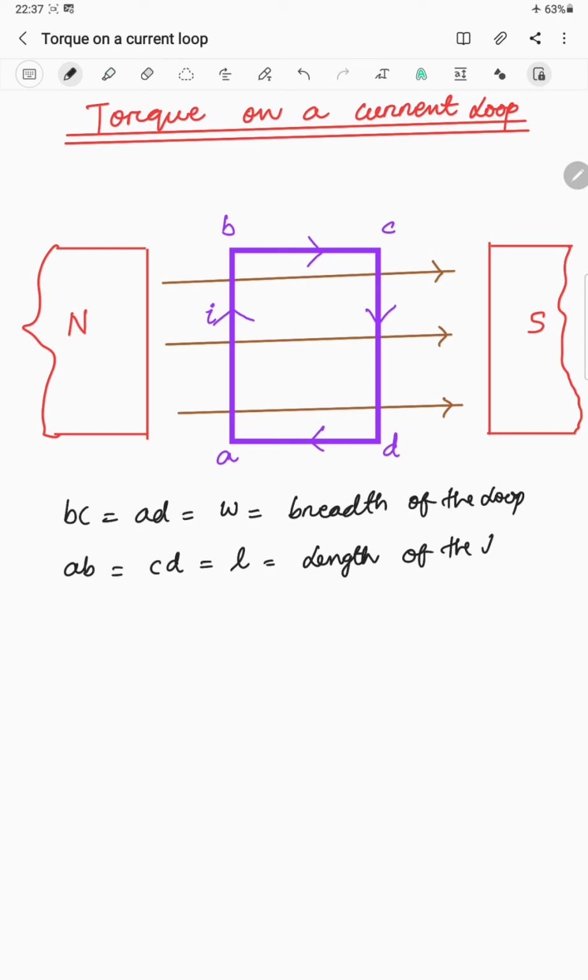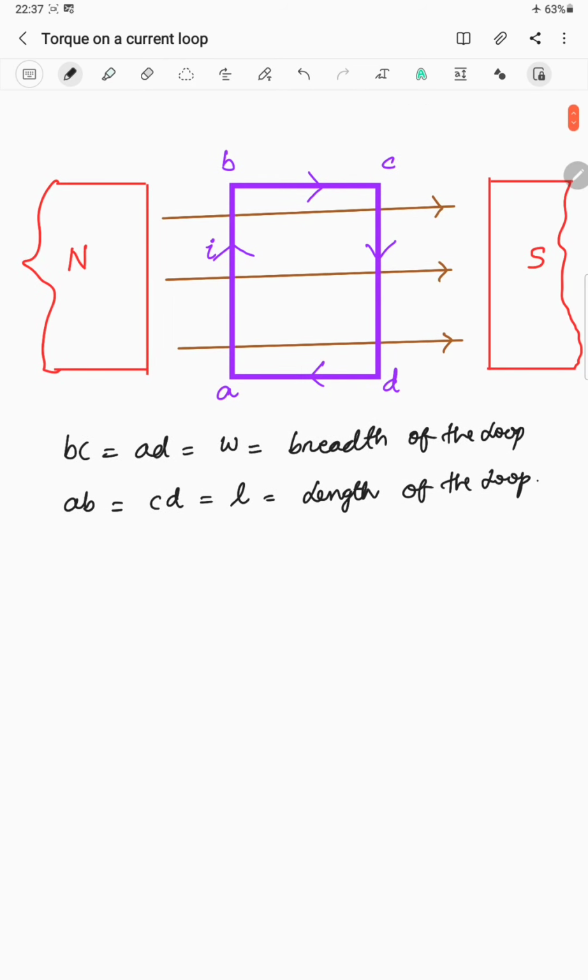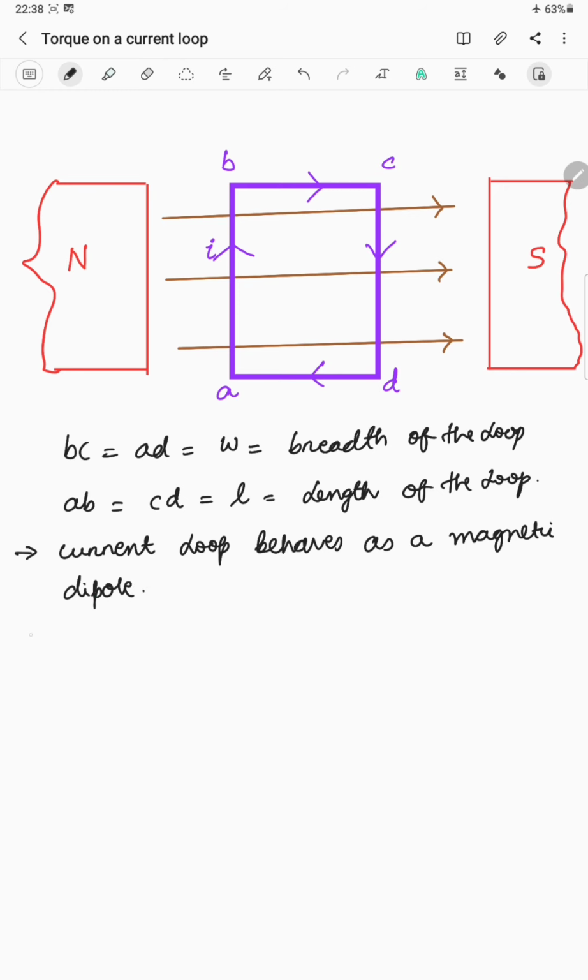Now in our previous class we have studied that a current loop behaves as a magnetic dipole. If you have not seen my previous lecture, please kindly see it and then come to this lecture. It will make your life simpler.